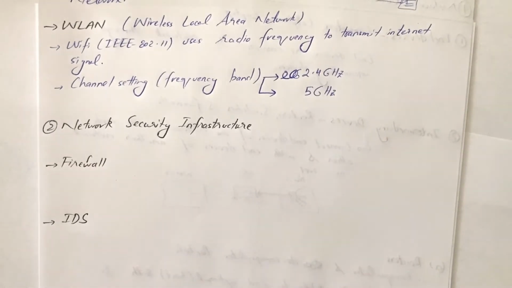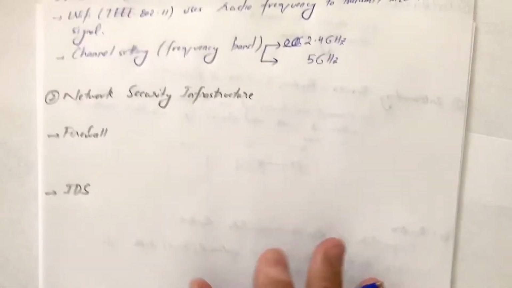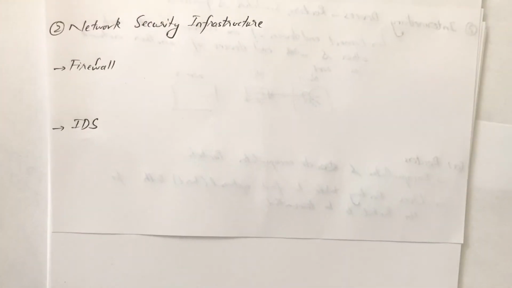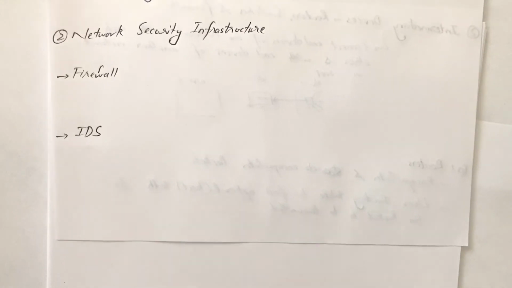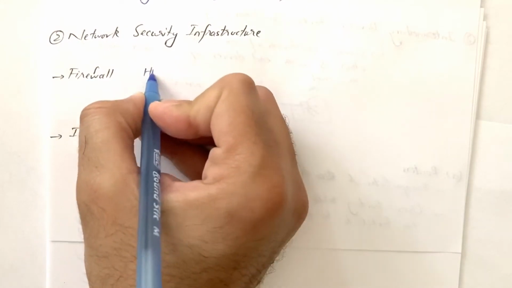So that's it about some network communication devices. Let's move to network security infrastructure, the second agenda item. Firewall, we already talked about it. It could be hardware, it could be software, it could be a part of your router, which inspects the traffic and allows or blocks the packets on the basis of the rules.